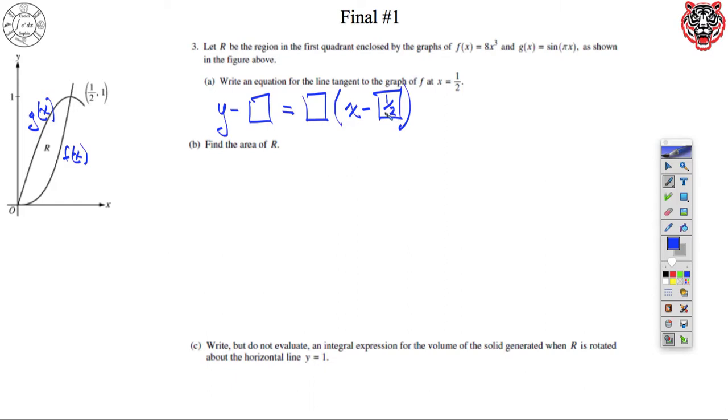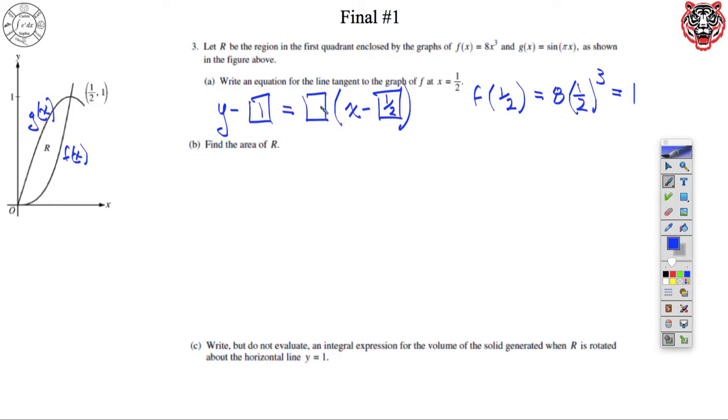1 out of 3 done. What do we do with y? Okay, so let's find y first. If I plug in 1/2 into f of x, so f of 1/2, that's going to equal 8 times 1/2 to the power of 3. 1/2 to the power of 3 is 1/8. So this is going to equal 1. So that means our y coordinate is 1.